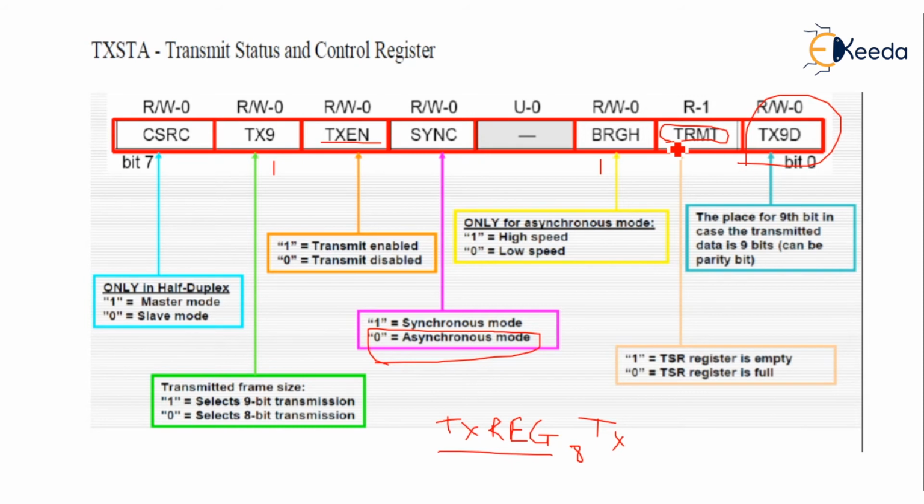TXSTA can be modified by the user, but TSR is not available to the user. When data is written for transmission through the TX pin, we cannot directly send the data through the TX pin. First of all, we have to store or latch that data into the TXREG register. When you write data into TXREG, it is fetched into a register called TSR, the transmit shift register.